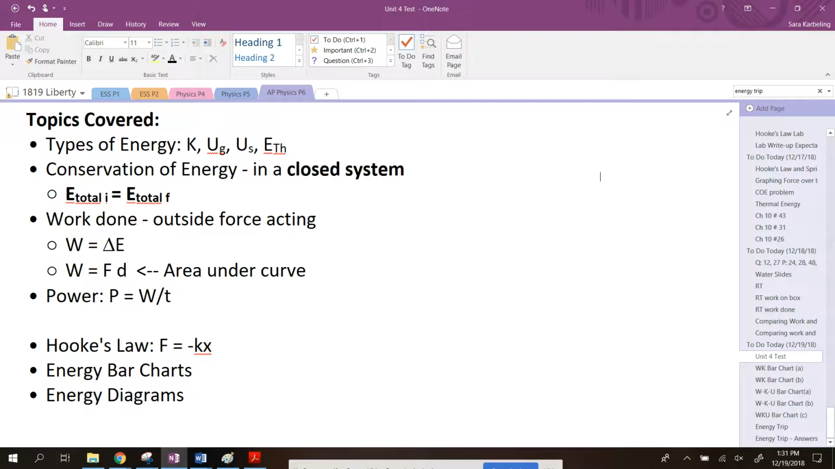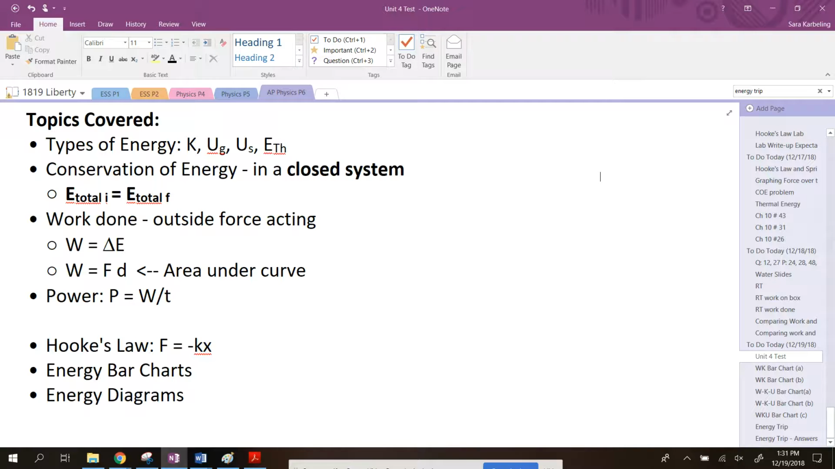Work done occurs when there's an outside force acting, right? So if there's no outside force, energy has to be the same. If there is an outside force, that means that work is done. Work being done means that there is going to be a change in energy of the system. Okay? Kind of two different ways to define that. Work is change in energy, or work is the force times the distance, also known as the area under the curve. Okay? And then we've got power, which is work per time.